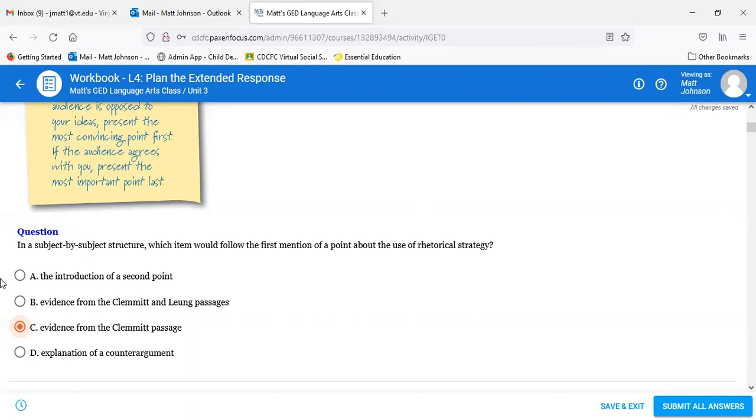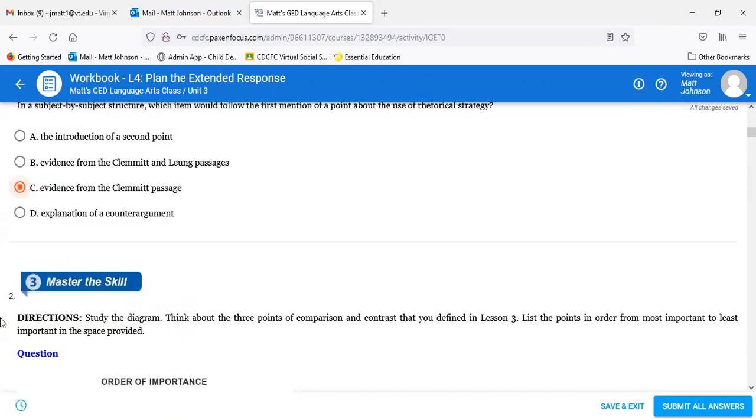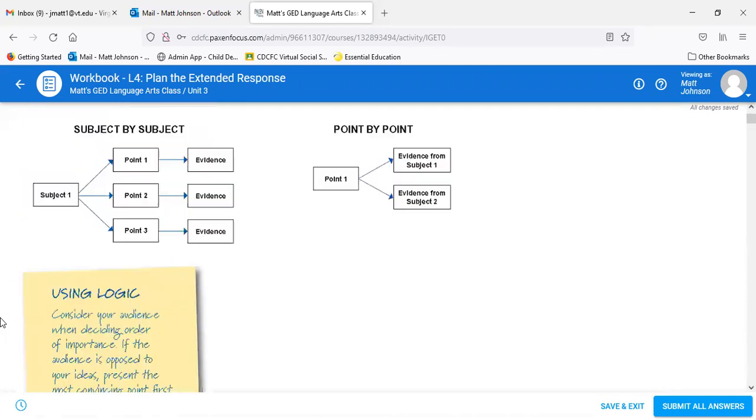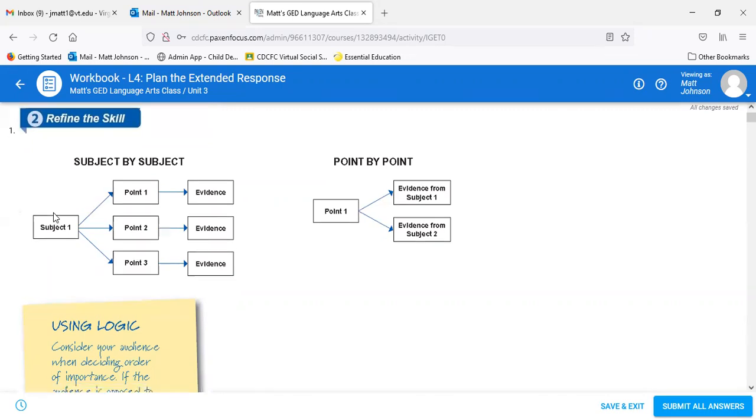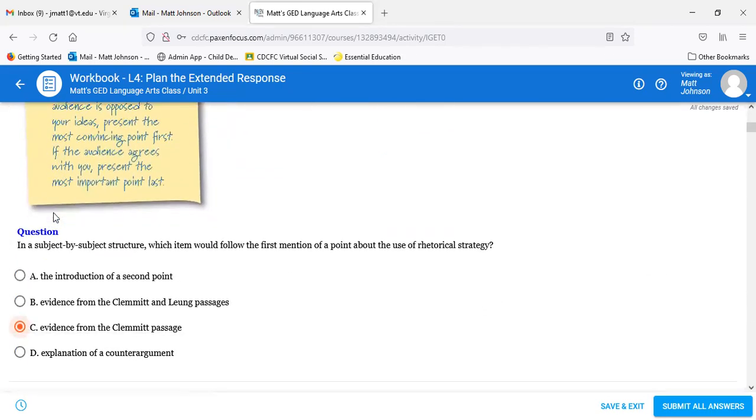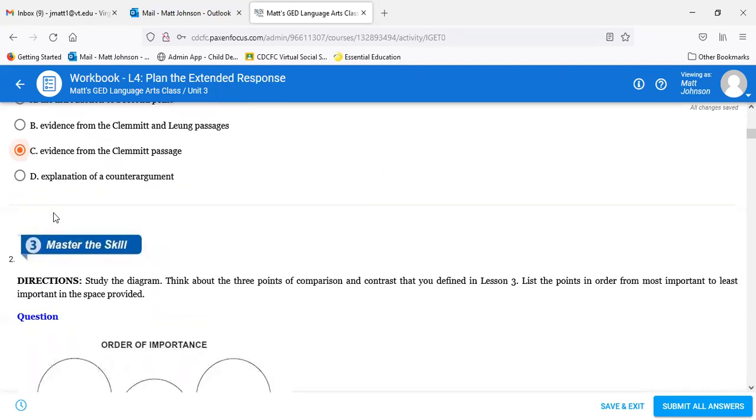So that would be C then, right? You would continue with evidence from the Clement passage. It's funny, they start talking about Leung and Clement here for some reason, but they didn't include the passages. Right. So we'll just stick with talking about Cleft and Jones, since we're already doing that.